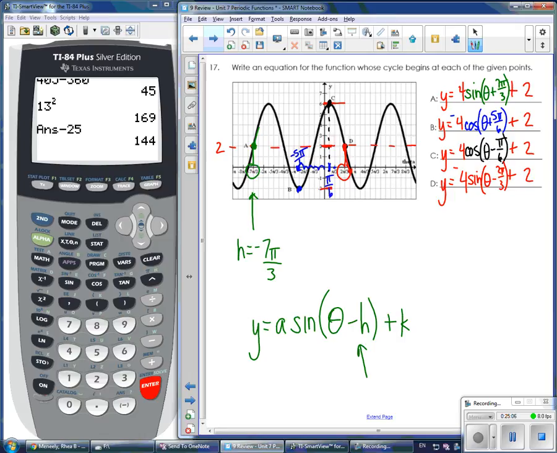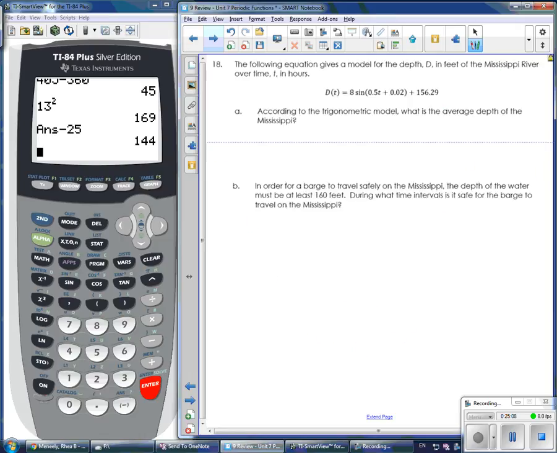18, 19, and 20 are our applications. Number 18 says the following equation gives a model for the depth of the Mississippi River over time in hours. And it says, according to the trigonometric model, what is the average depth of the Mississippi? So I could graph this, and I might actually need to do that for letter B.